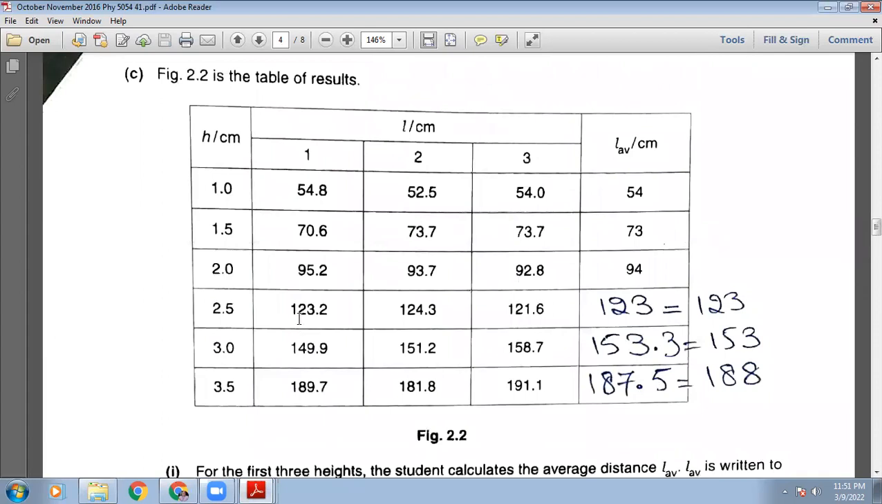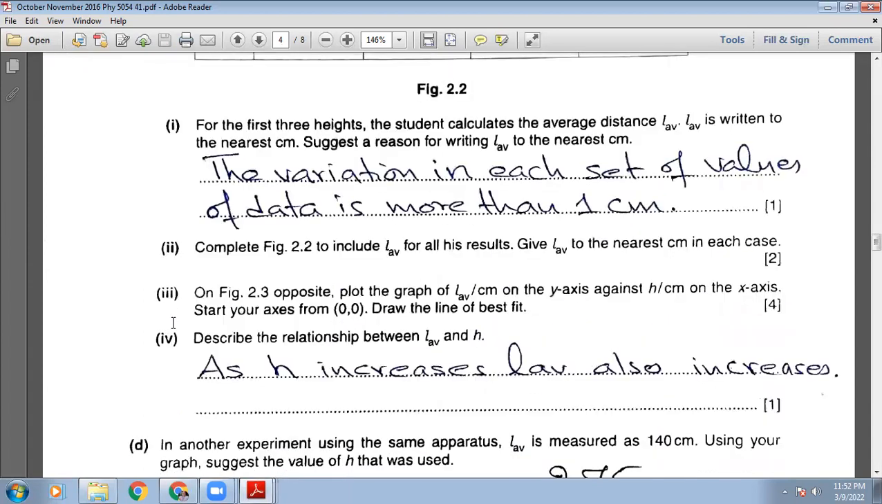So here we go. I added these three values, divided by 3, and got 123. For the next, I added these three values, divided by 3, and got this number, and to the nearest centimeter, it will be 153. For the last, I added these three values, divided by 3, and got 187.5, and to the nearest centimeter, it will be 188 centimeter. So this is how you do it. I hope you understand this.